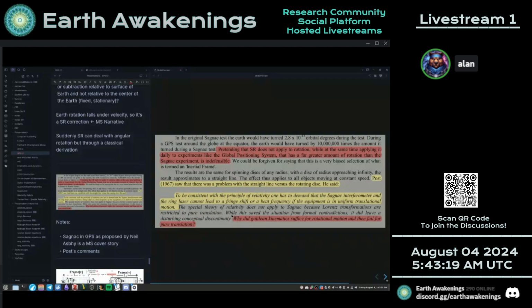But what he's saying here is, while the situation is saved from the formal contradiction, it did leave a disturbing conceptual discontinuity. And why did the Galilean kinematics suffice for rotational motion but fail for pure translational? So again, if you invoke the frame of Lorentz symmetry with an observer at the center of the device and an observer at the rim, both theories predict that they're in relative uniform motion to one another, and there should be no fringe, right? And he just said it out loud in 1960.